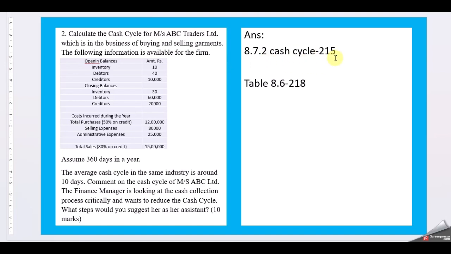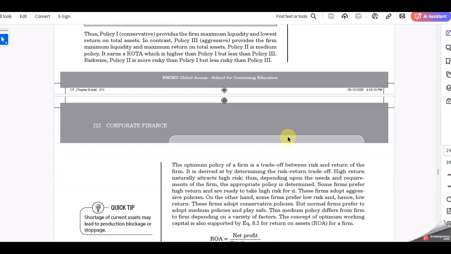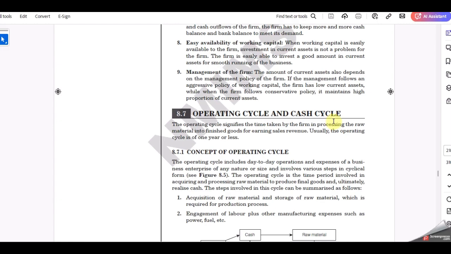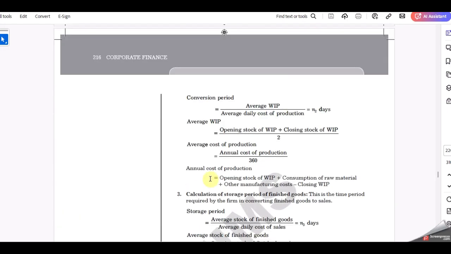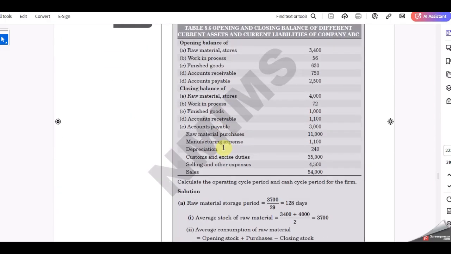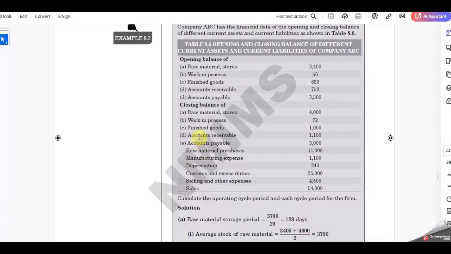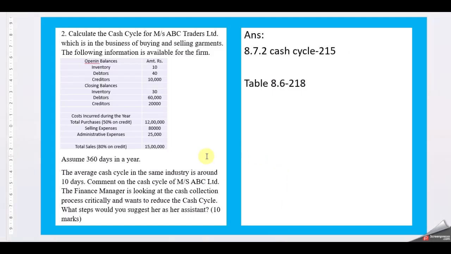Okay, so we have a brief about the cash cycle. Here is the operating cycle and cash cycle. So there's brief information about the operating cycle. Now you can see after the introduction, you can come back directly here for the cash cycle. So this is the cash cycle, and all the factors have been listed down here. And something similar to the problem given here is in table 8.6. So this will help you to solve the question.